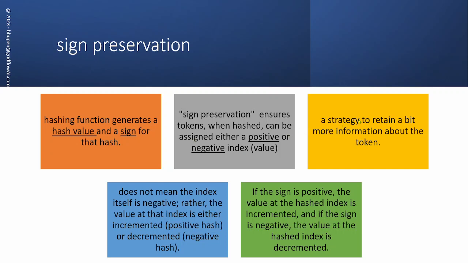So this is done to have more information about the token. It does not mean the index itself is negative. It rather means the value at that index is either incremented when you have a positive sign or decremented when you have a negative hash. If the sign is positive, then the value in the hash index is incremented. If the sign is negative, then the value at the hashed index is reduced or decremented.